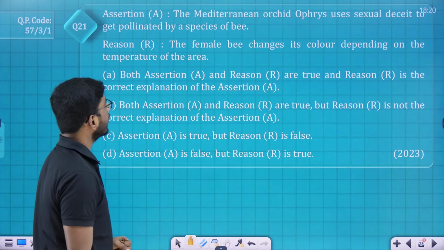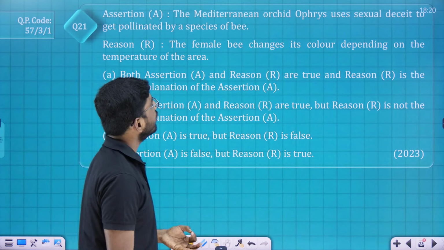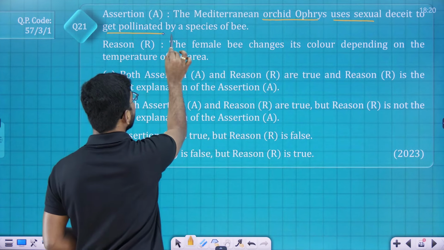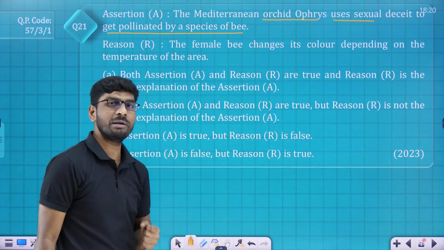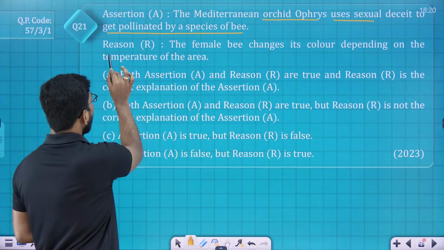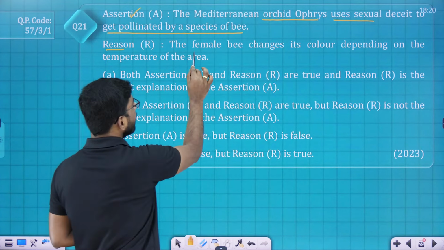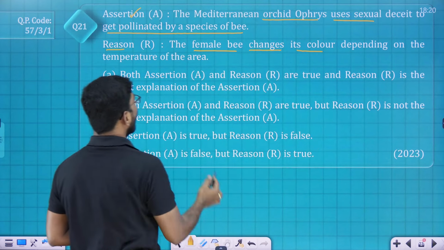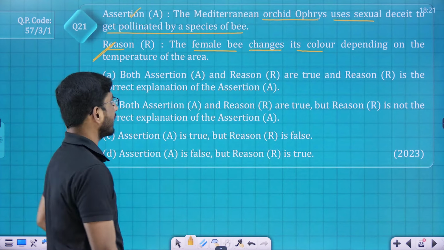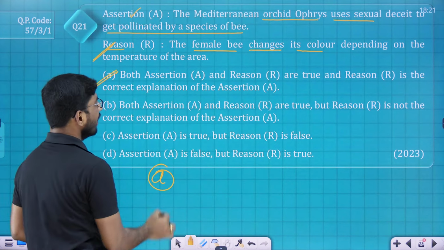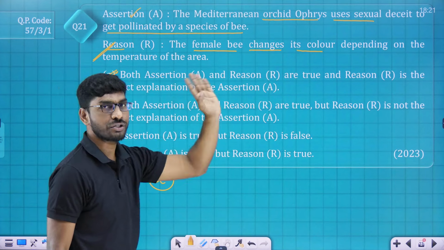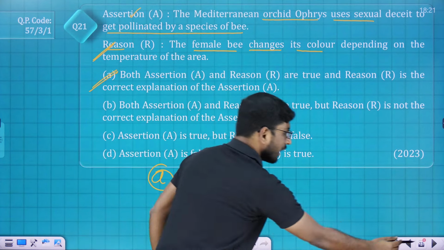Next question. 2023, again assertion and reason. The Mediterranean orchid Ophrys uses sexual deceit to get pollinated by species of bee. This actually belongs to the organism and population chapter, we discussed this one. This statement is absolutely correct. And the reason: the female bee changes its color depending on the area. Yes, this is also correct. Both statements are correct and the reason is the correct explanation. I'm going with option A. A and R are true, and R is the correct explanation of A. So the right answer, option A. Come to the next question.